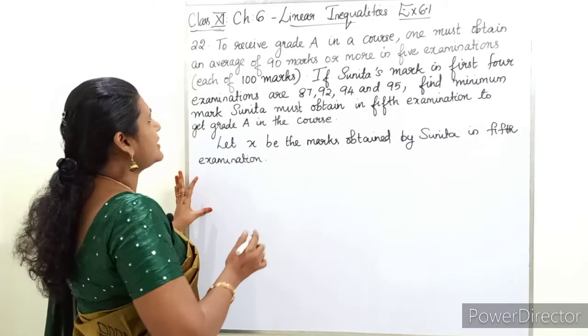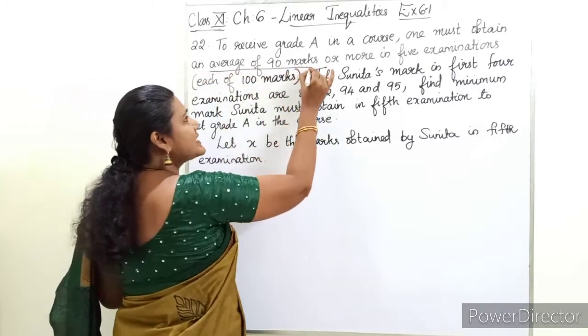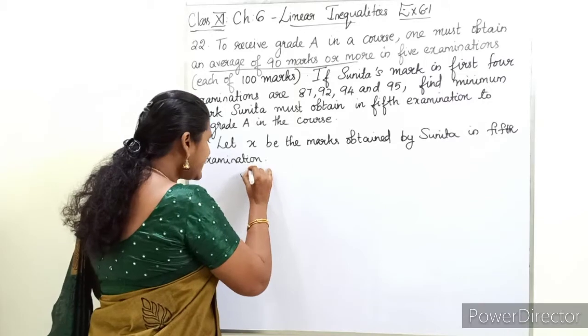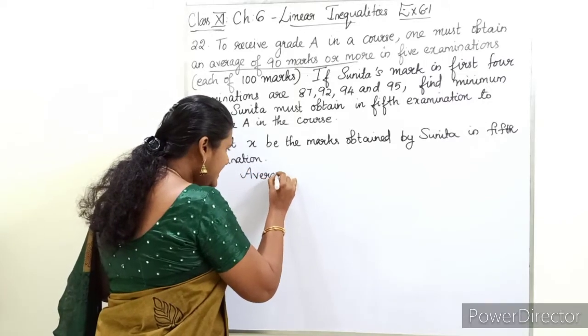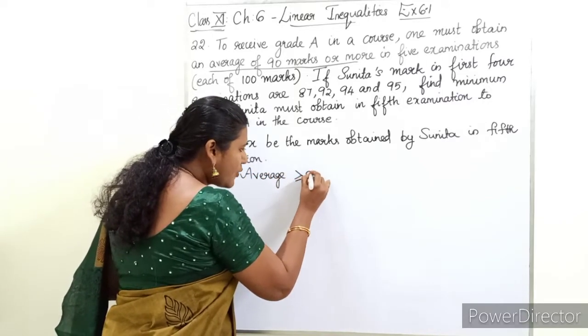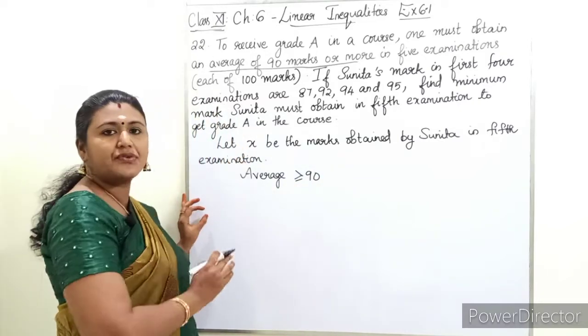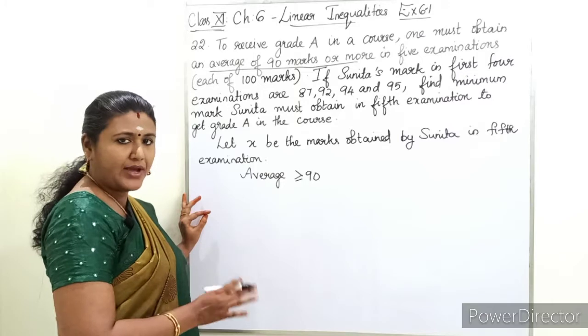Now what is given in the question? Average is more than or equal to 90. So it is given that average is greater than or equal to 90. So this condition is given. From this we have to find the minimum value of X.